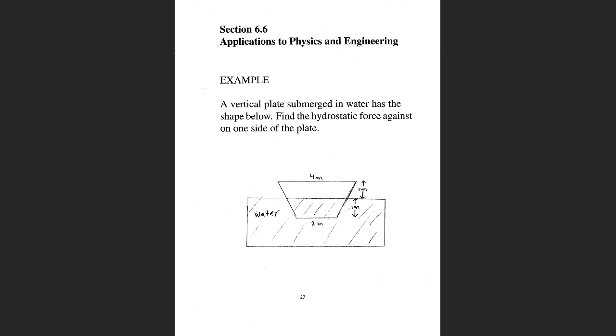Okay, so in this problem, a vertical plate is submerged in water, and the plate has this shape below. This is the shape here. What do we call that shape, by the way, class? Do you remember from your middle school days? Trapezoid. That's a trapezoid. That's right, Maria. That's right, Jacob.